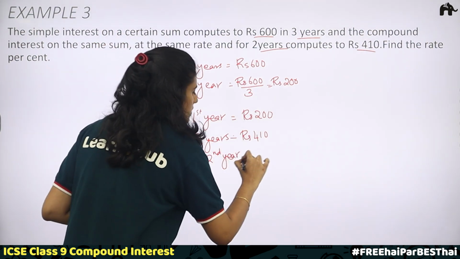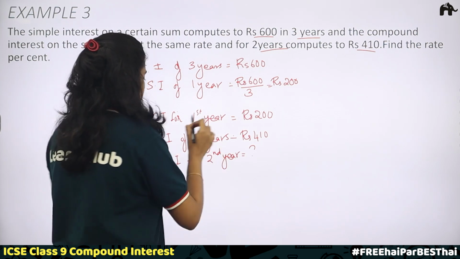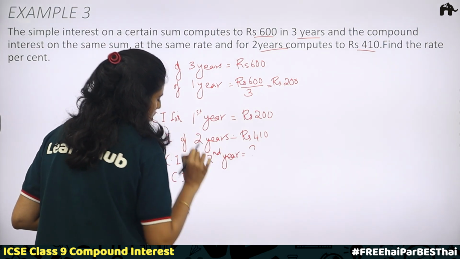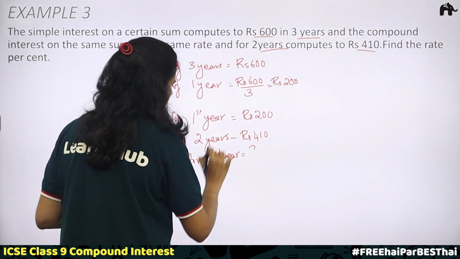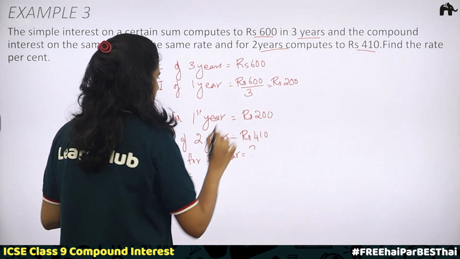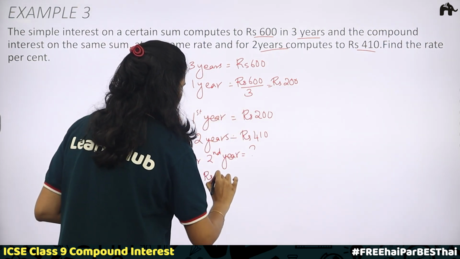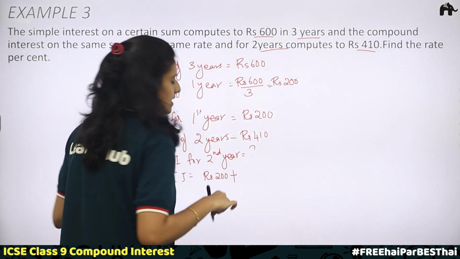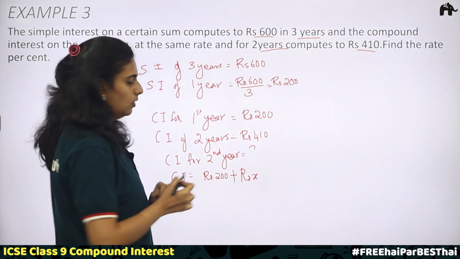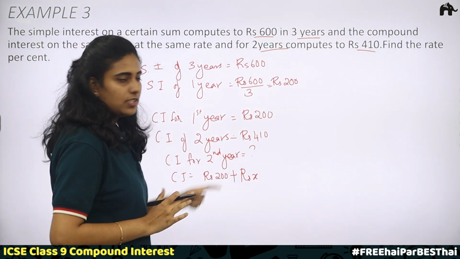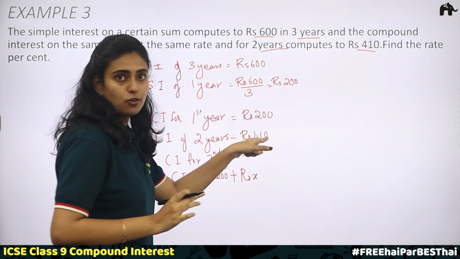What is the compound interest for the second year? How to find it? Total compound interest will be equal to the interest for the first year plus the interest for the second year. So here rupees 200 is for the first year, plus let's say rupees X is for the second year. We know the total compound interest, which comes to rupees 410.